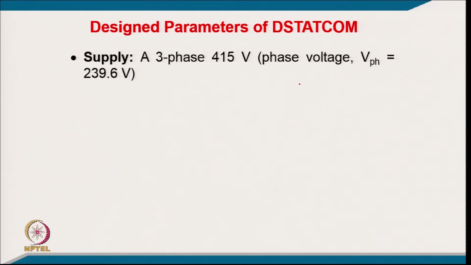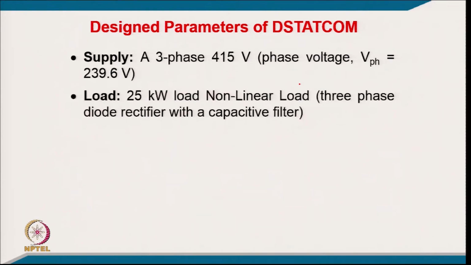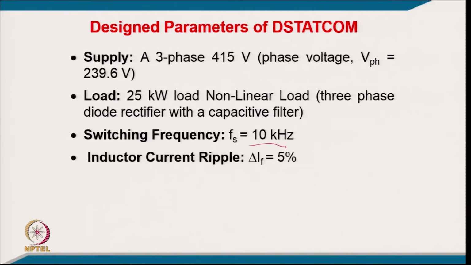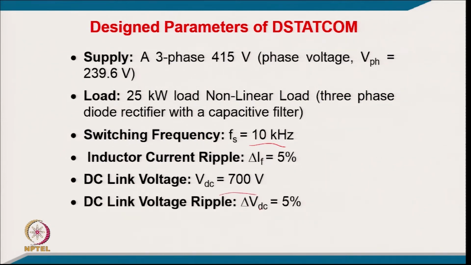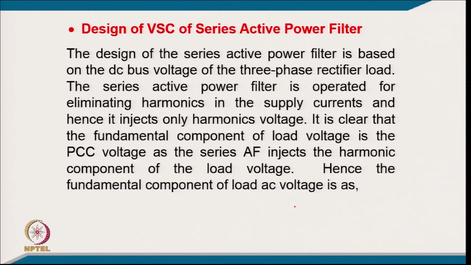So, coming to the design parameters of T-STATCOM, this is 3-phase 415 volt, supply voltage per phase is 239.6 volt, and the load is a 25 kilowatt non-linear load with a 3-phase rectifier with capacitive filter, and switching frequency is 10 kilohertz. Inductor current ripple is 5%, DC link voltage is 700 volt, and DC link voltage ripple is, let us say, 5%. So, now coming to the design of the voltage source converter for the series active power filter.